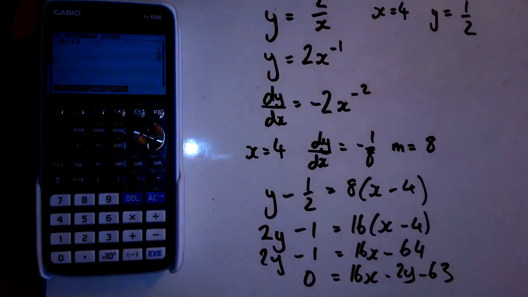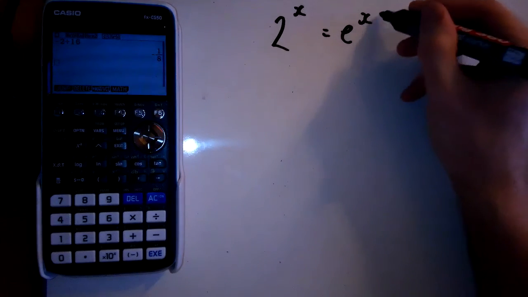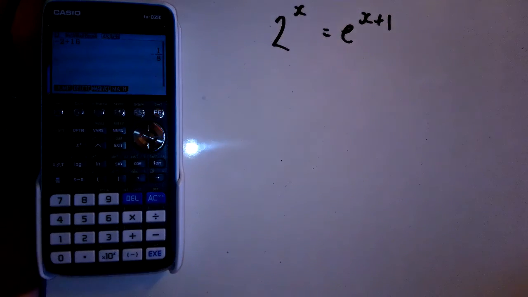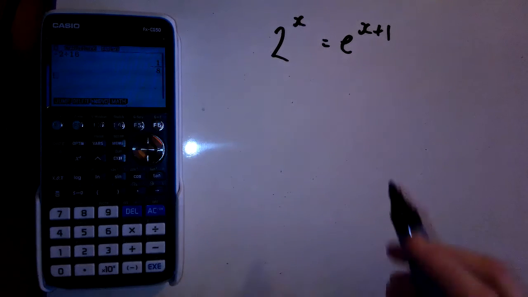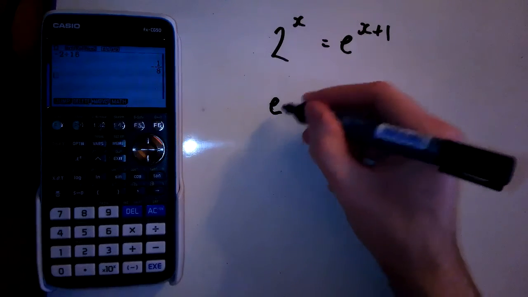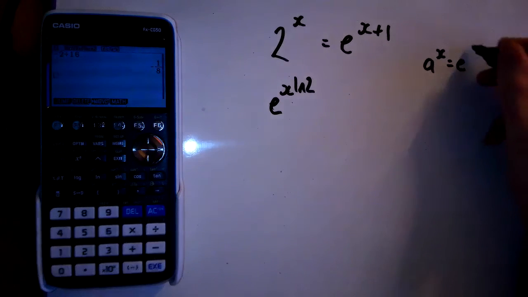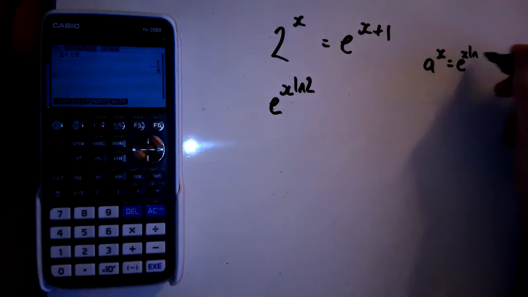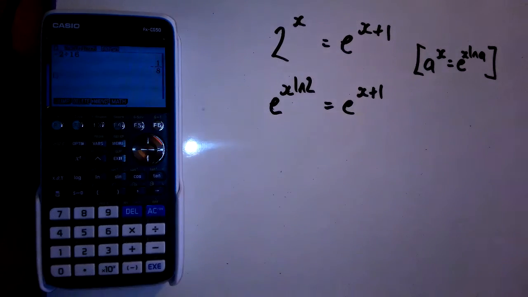Okay. Third one. We have 2 to the x equals e to the x plus 1. So there's lots of ways of doing this. I could do ln's of both sides, but I think the way I'm going to explain it is I'm going to change the 2. So I'm going to write 2 to the x as e to the x ln2, using the rule that a to the x is e to the x ln a, equals e to the x plus 1.